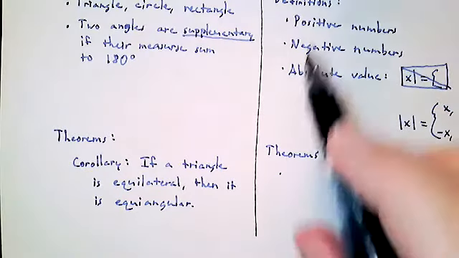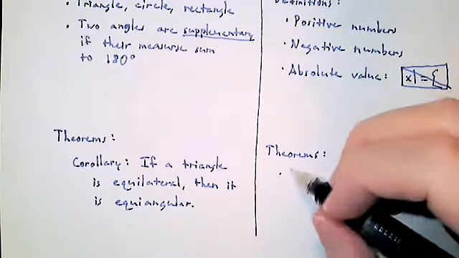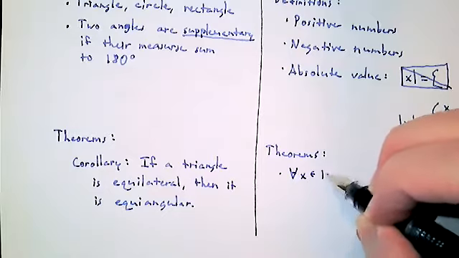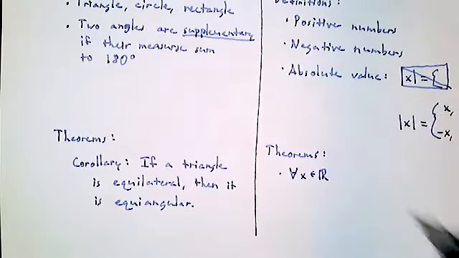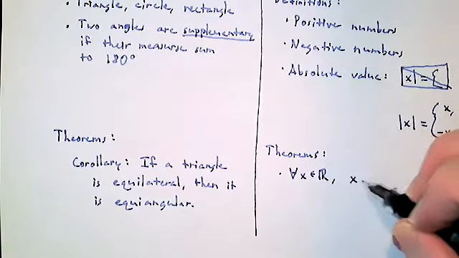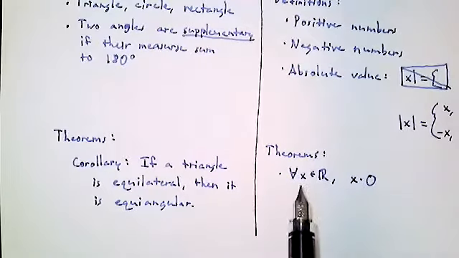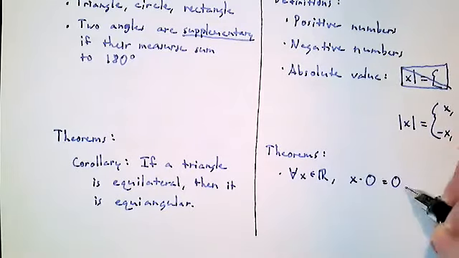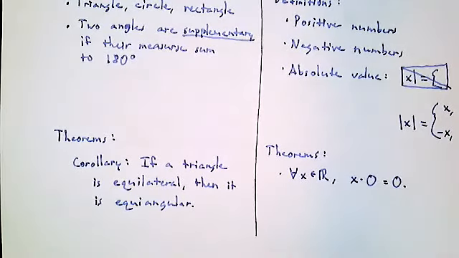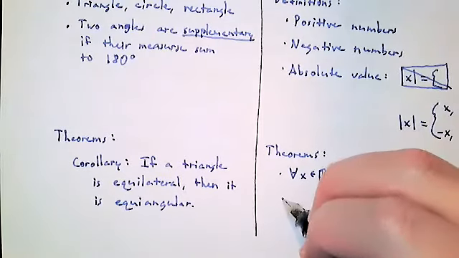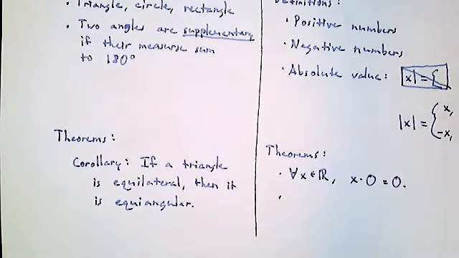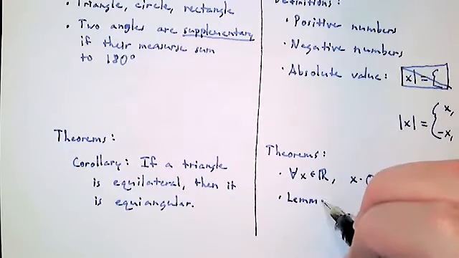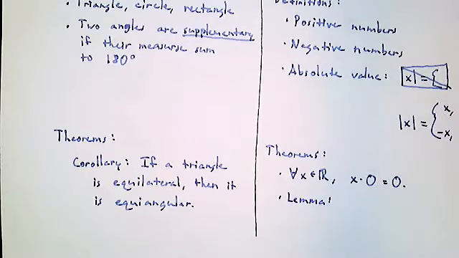So back over to the real numbers, this right-hand column. You could have a theorem that tells you what happens when you multiply a number by 0. So for all real numbers x, x times 0 is equal to 0. This is something that you could prove using the axioms of the real numbers and logic. And here's an example of a lemma that you might have in the real numbers.